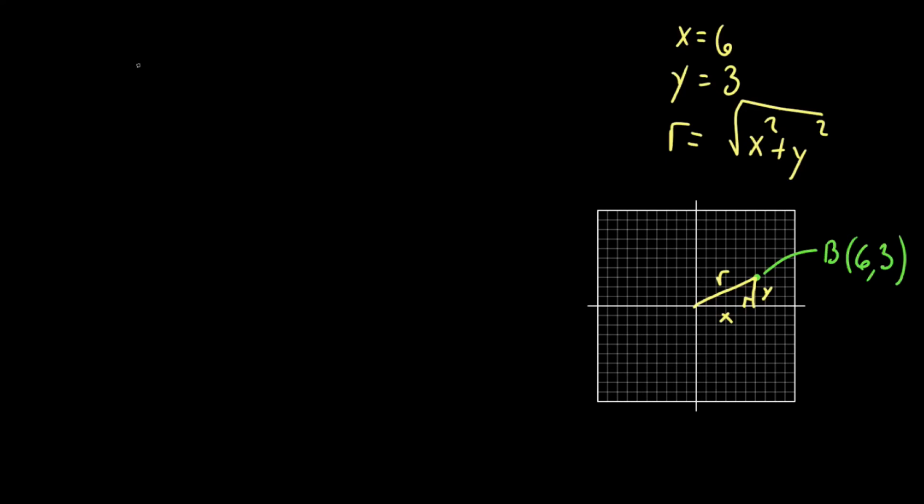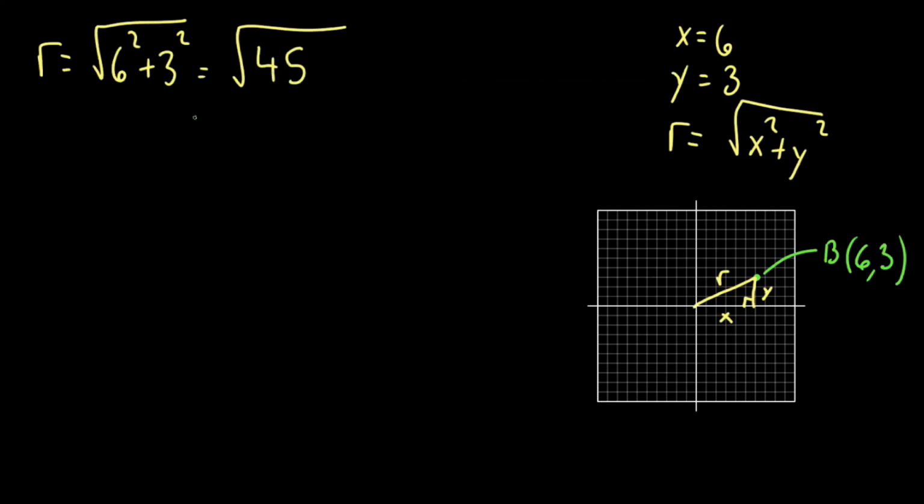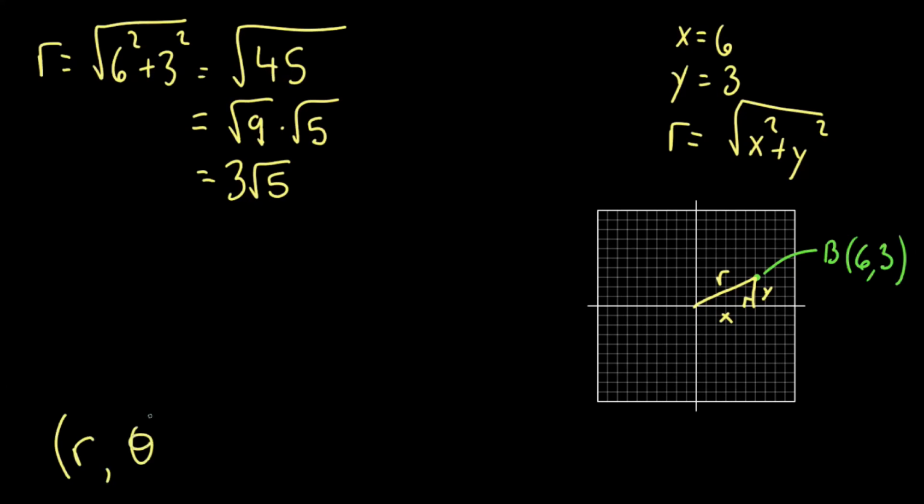And so in this particular problem, R would be the square root of 6 squared plus 3 squared, which is the square root of 36 plus 9, which is the square root of 45. That has a perfect square in it. And so that's, let's see, 3 root 5. That's part of our coordinate. So when we write our polar form here, we've just found our R value, 3 root 5.